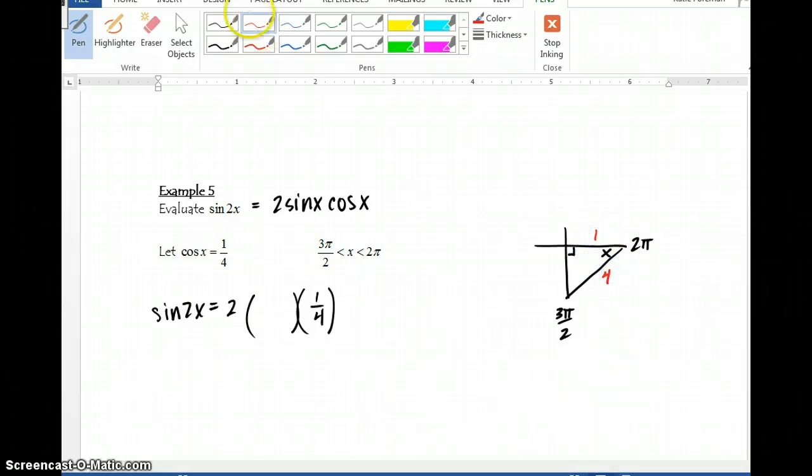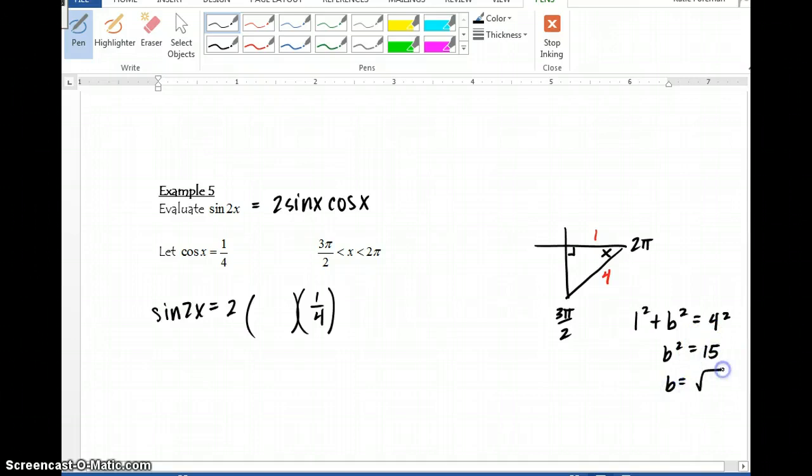So I need to find my opposite side. I'm going to use the Pythagorean theorem. 1 squared plus opposite side squared equals hypotenuse squared. That looks too much like a 0, we'll just keep that as b. So I have b squared. 4 squared is 16. 16 minus 1 gives me 15. So b would be the square root of 15. So square root of 15 is my opposite side.